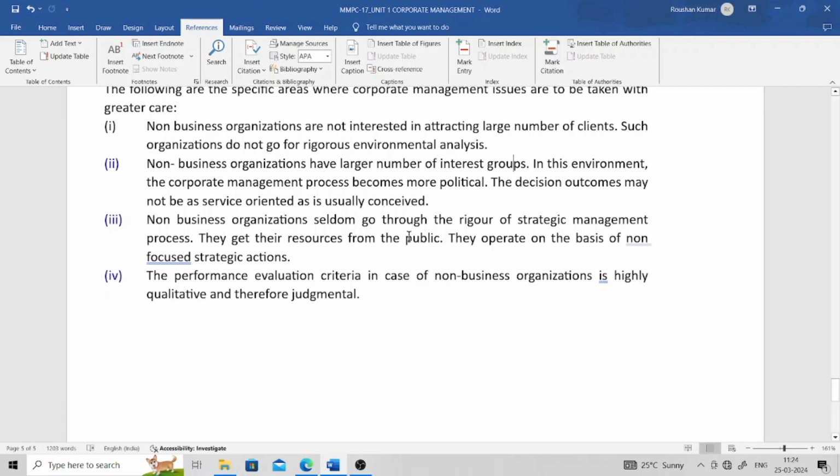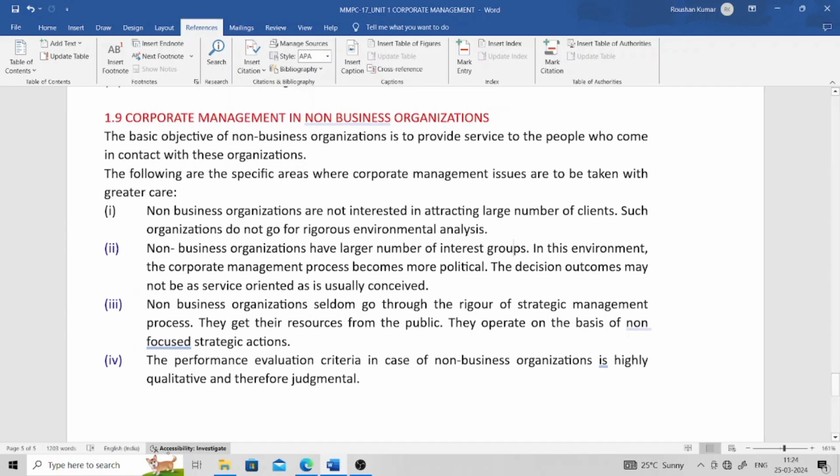Non-business organizations seldom go through the rigor of a strategic management process. And the fourth one: performance evaluation criteria in non-business organizations are highly qualitative and therefore judgmental. These four points explain how and why there should be corporate management in non-business organizations, and also what kind, because the kind of corporate management varies from organization to organization. So in the case of non-business organizations also, corporate management may differ.